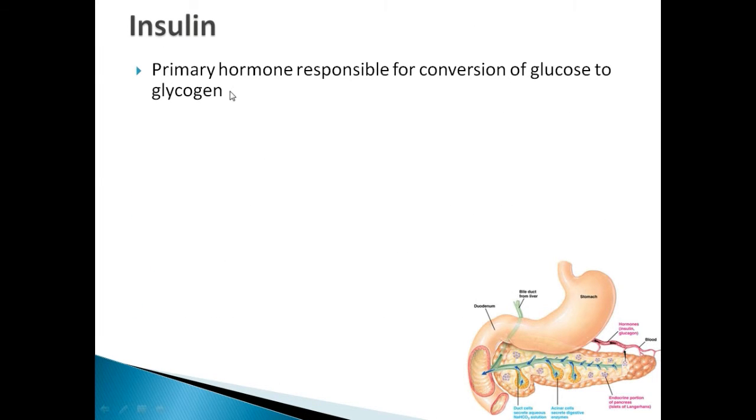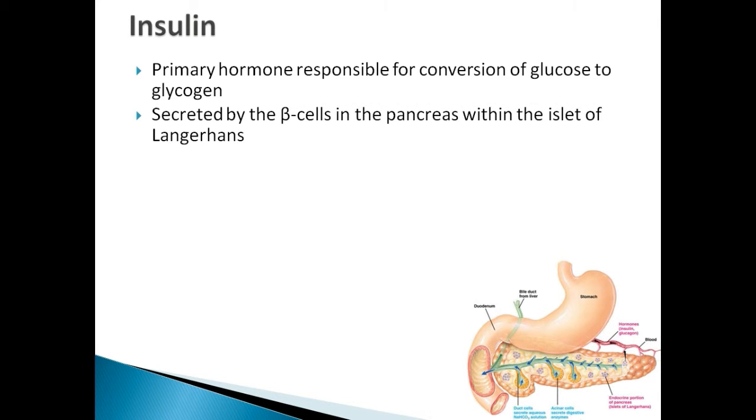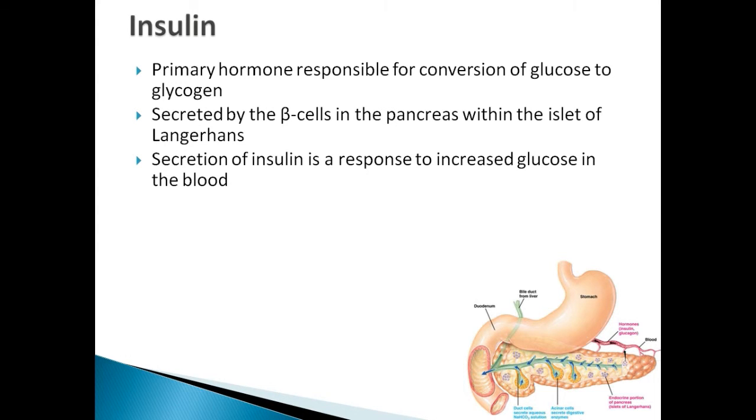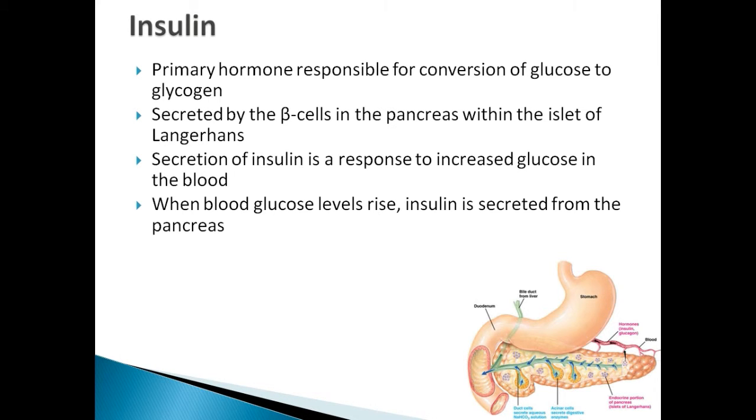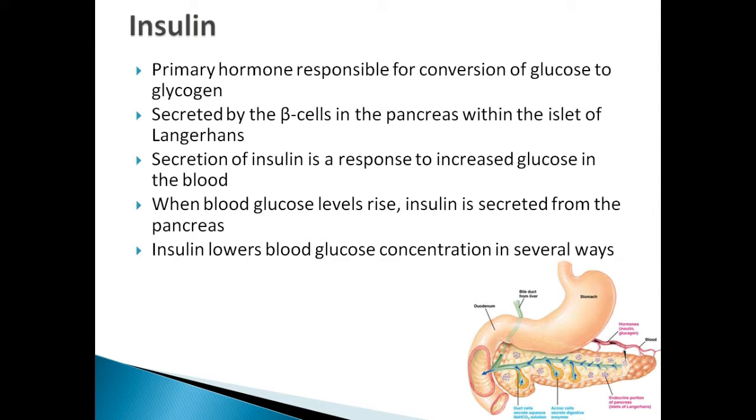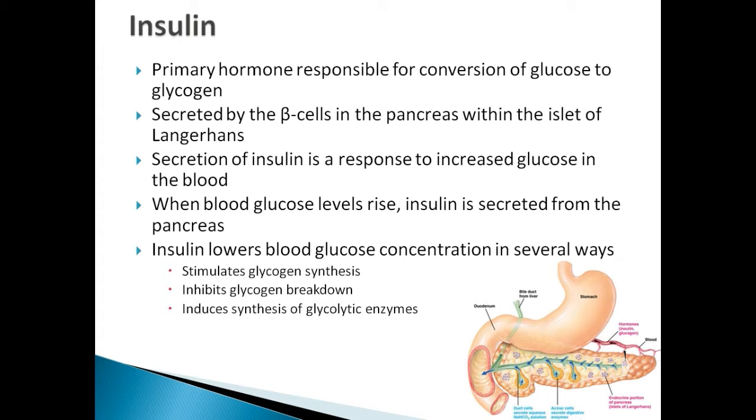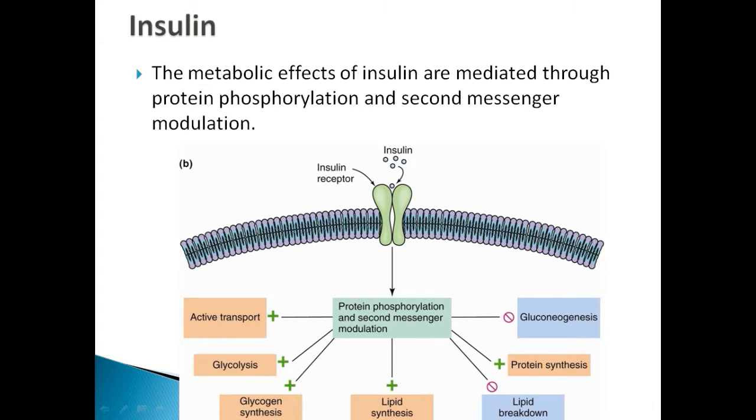But insulin, we've said, is the primary hormone responsible for conversion of glucose to glycogen. It is secreted by the beta cells in the pancreas. Secretion of insulin is a response to increased glucose in the blood. When blood glucose levels rise, insulin is secreted from the pancreas, and it lowers blood glucose concentrations in several ways. First, it does so by stimulating glycogen synthesis. Also, at the same time, because of that reciprocal control we just spoke about, it inhibits glycogen breakdown. It induces synthesis of glycolytic enzymes, and this is kind of a summary of what happens.